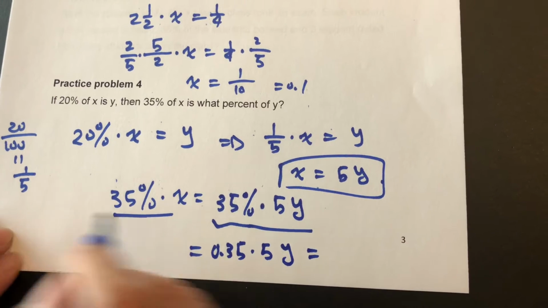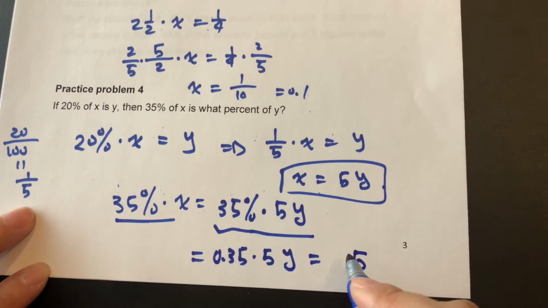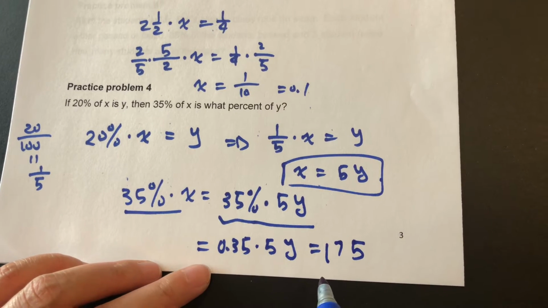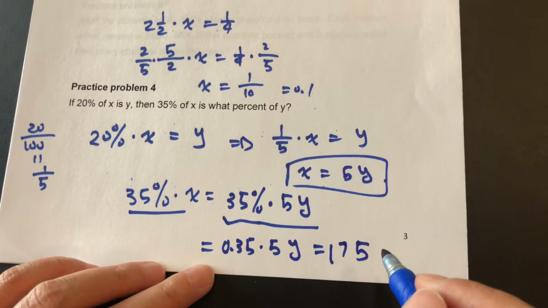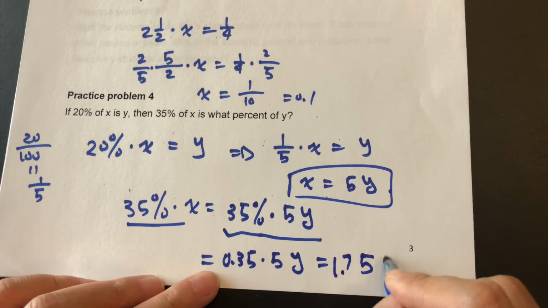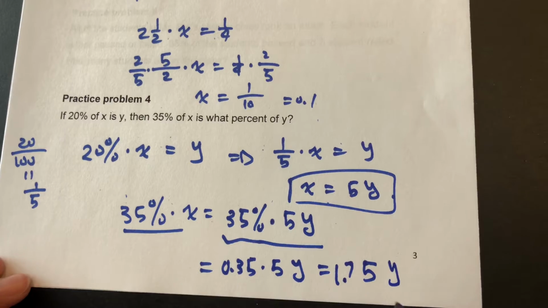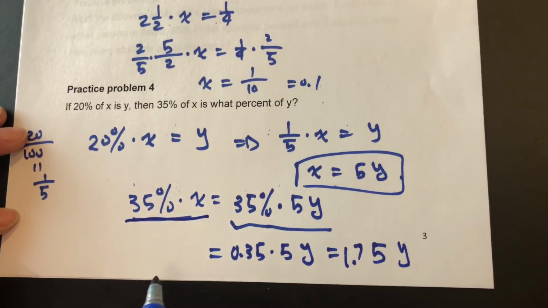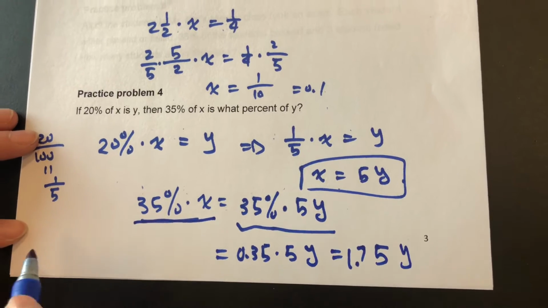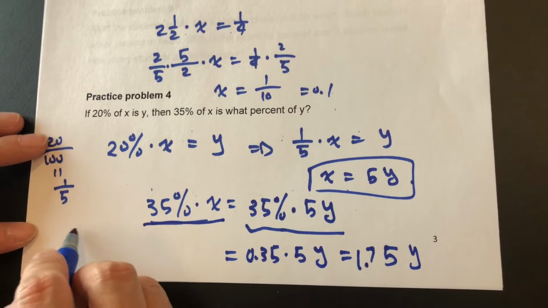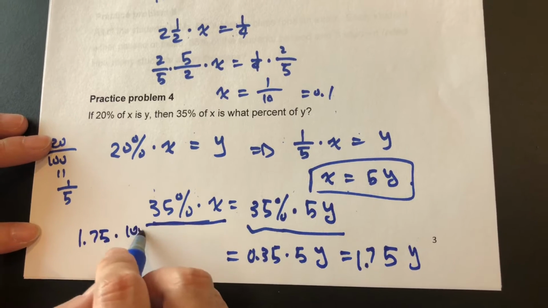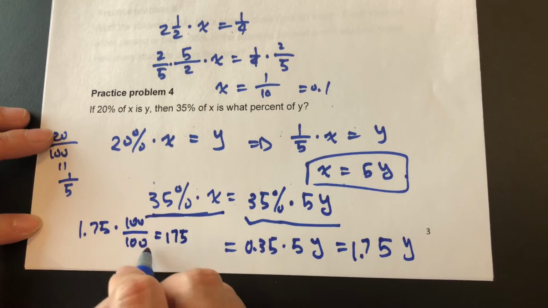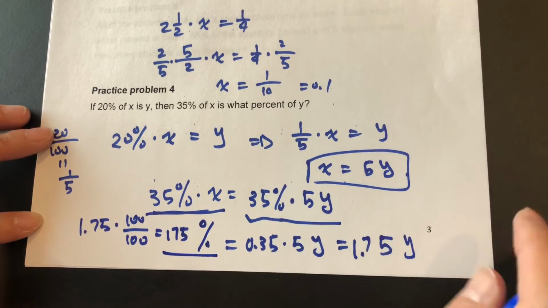That's 0.35 times 5, which is 1.75y. So this basically says 35% of x is 1.75y. 1.75y is what percentage? It's 1.75 multiplied by 100 divided by 100. This is 175. 1 over 100 is the percentage sign, so 175%.